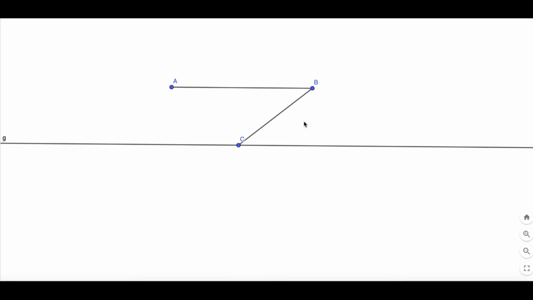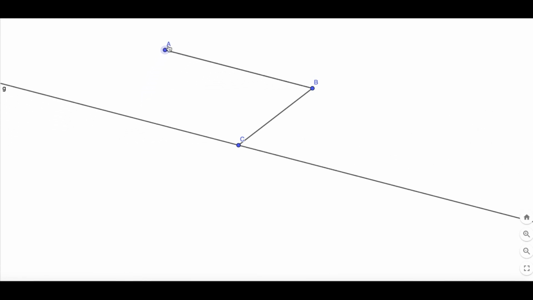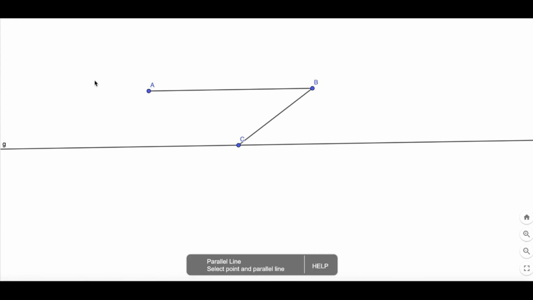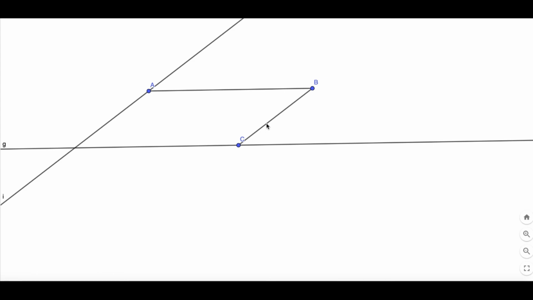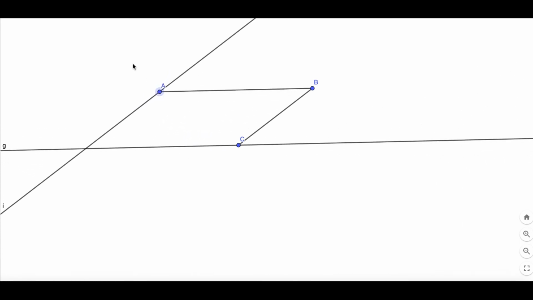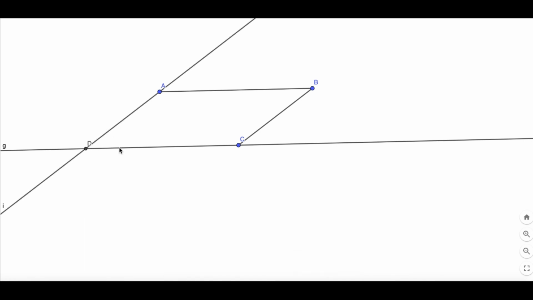So if I now connect C and B, I've got my second side, and again we need a side that will be parallel to that as well, because AB is still parallel to the line that point C is on. So I'm selecting a parallel line to BC, and I'm just going to manipulate this so you can see that the new line I've added there is parallel to BC.